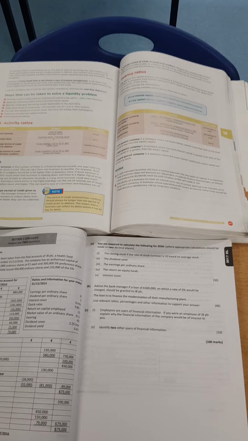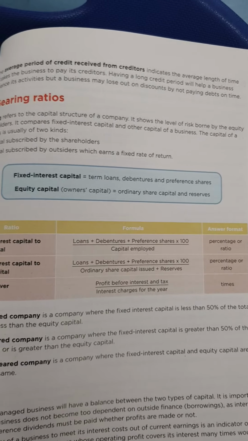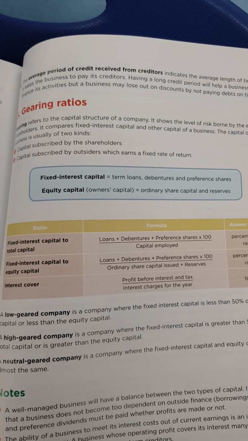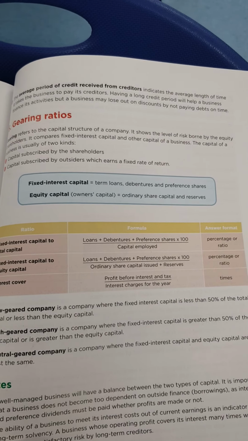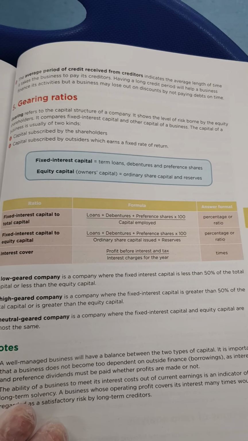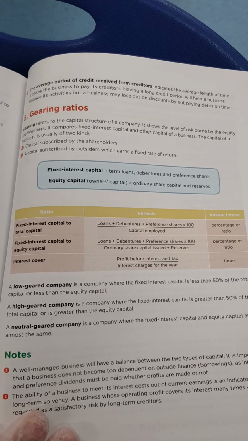Okay, equity being, and it says it there in the blue box. So your fixed interest or your debt capital are your debentures and your preference shares. Your equity capital, which is the capital the owners have put into the business, is the ordinary share capital and the reserves. And you can see you have 3 ratios.